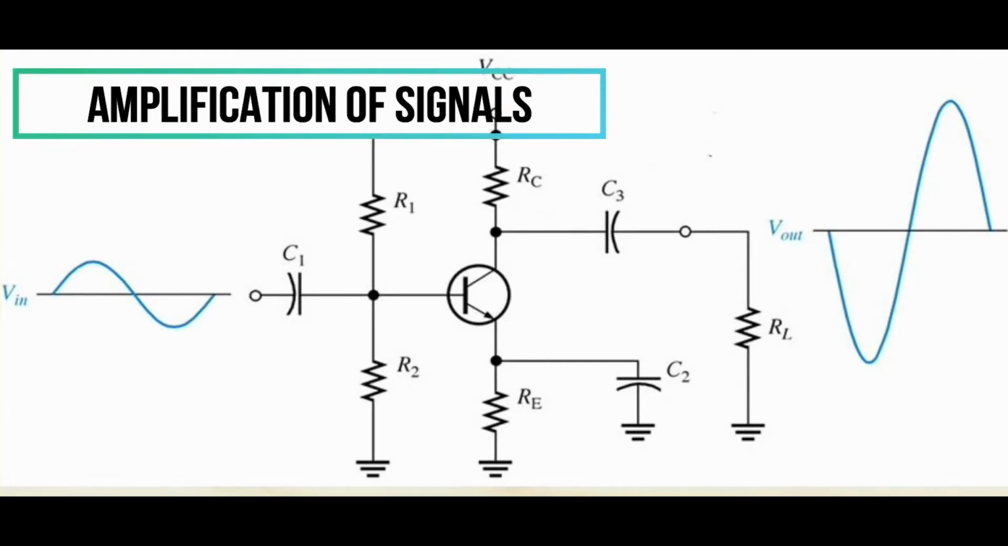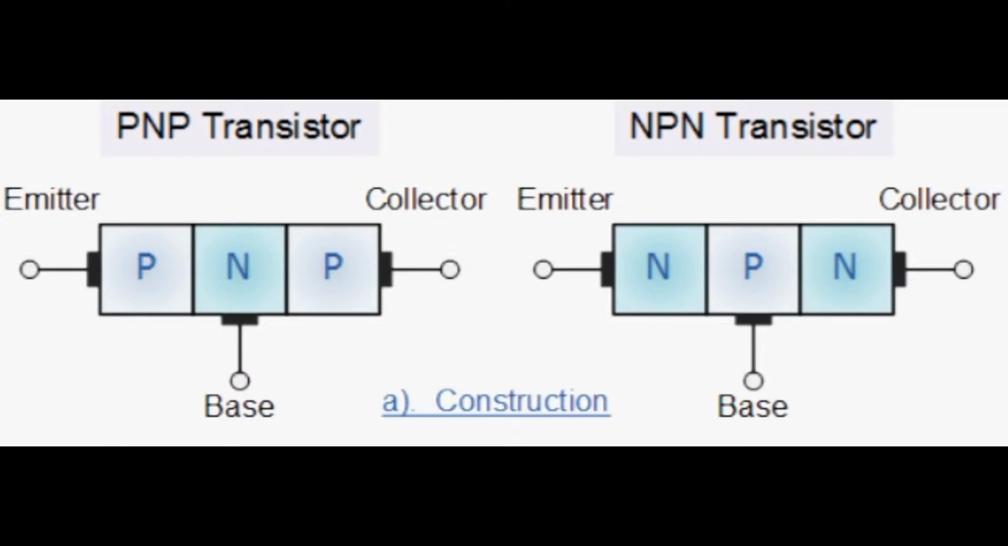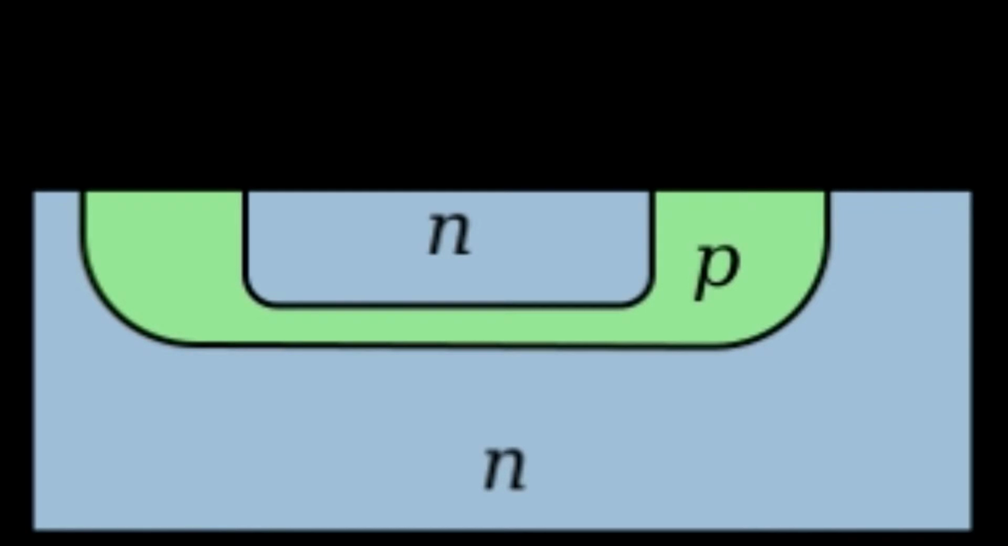BJT is a three-terminal doped semiconductor device that is generally used in the amplification of signals and switching operation. There are two types of BJT, which are the PNP and the NPN. Based on the schematics, it has three terminals, which are the emitter, base, and collector. This is how the side view looks for the NPN type of BJT. Vice versa labeling of semiconductor type for PNP.